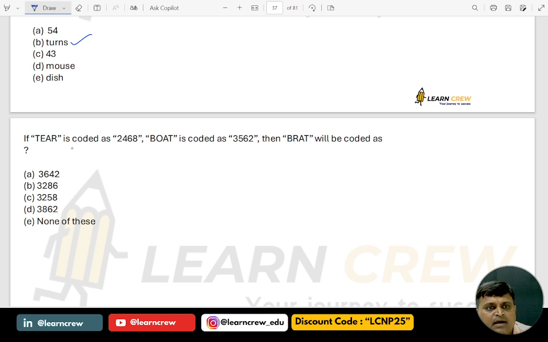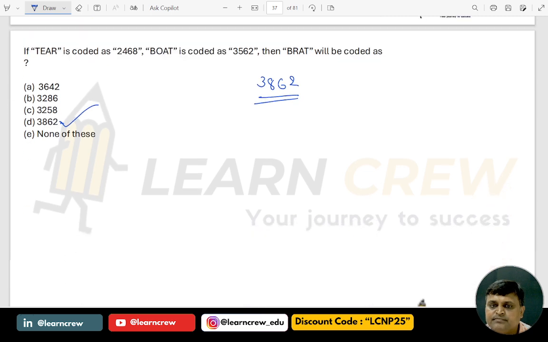Next, TEAR is coded as 2468, BOAD. So it is simply substitutional coding, I believe. B means 3. R means 8. A means 6. T means 2. So 3862, where you have option D as the answer. The next one.